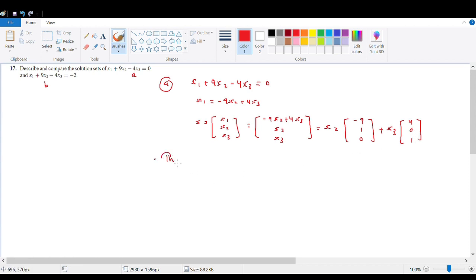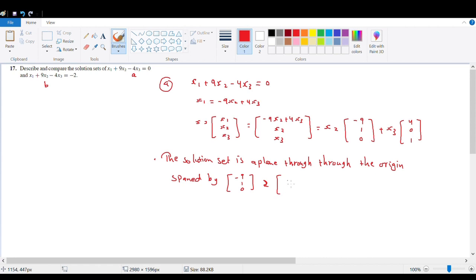So the solution set is a plane through the origin spanned by the vectors (-9, 1, 0) and (4, 0, 1). Now let us do the same thing for B.